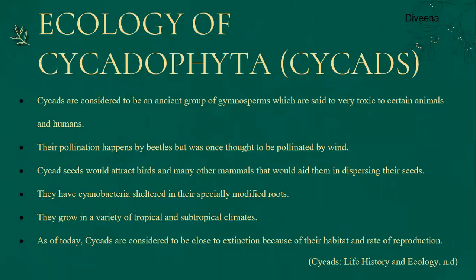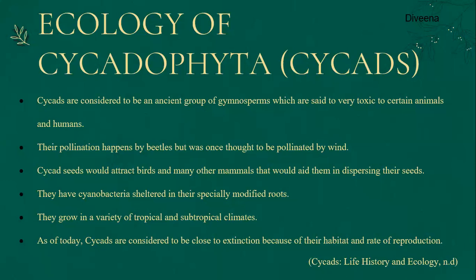They have cyanobacteria sheltered in their specifically modified roots. So the cycads shelter cyanobacteria in their roots that appear coral-like, and they are called coralloid roots. They grow up out of the soil and are exposed to light, which the cyanobacteria need. And in return for providing a stable habitat, the cycads would get nitrogen nutrients from the cyanobacteria.